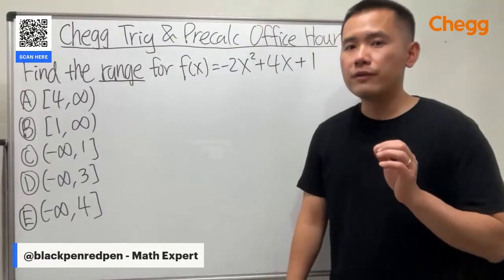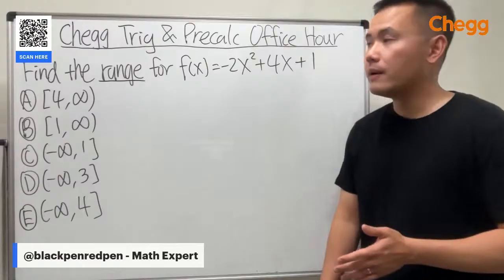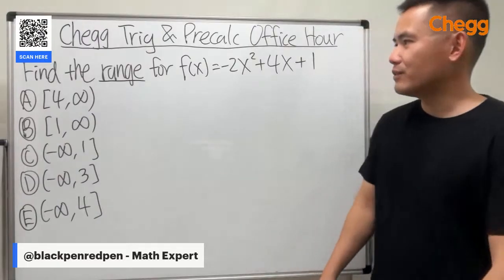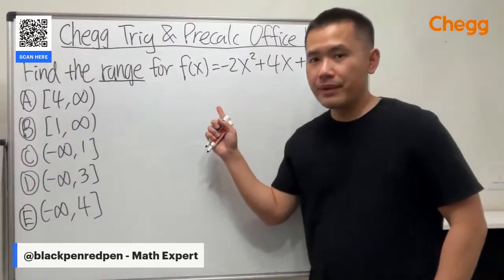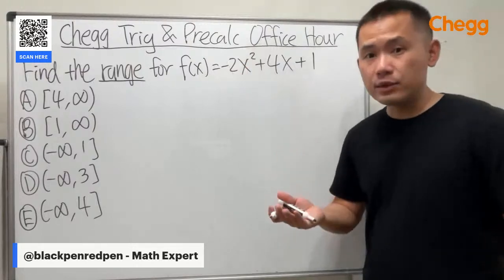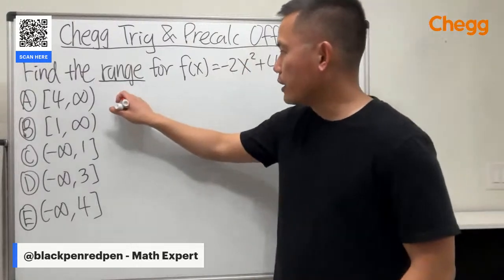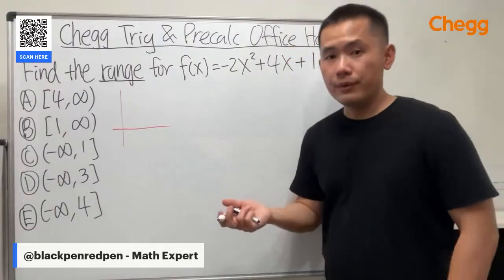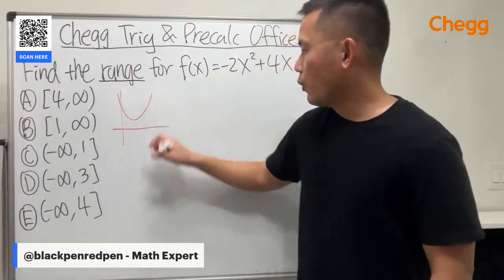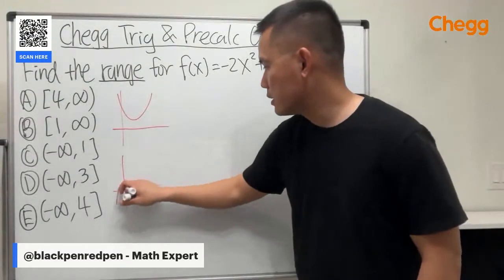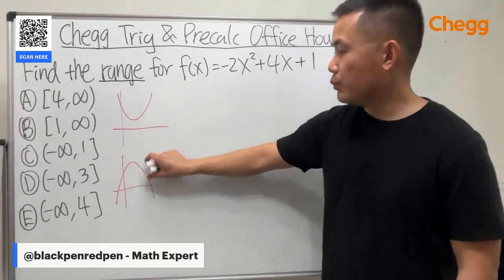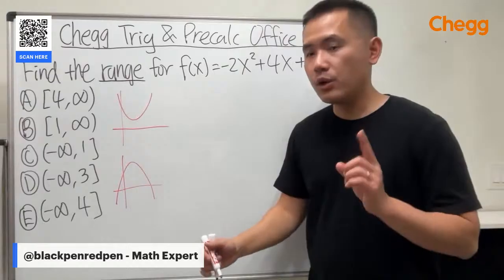First, you should know how to find the range of a quadratic. Linear is just a straight line, it's all real numbers, so you don't really have much to do. But for the range, notice how here we have a quadratic, so the graph is going to be a parabola. Here's a quick review. A parabola either opens upward like this, or opens downward like this.